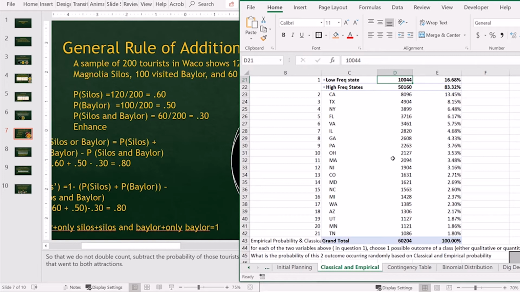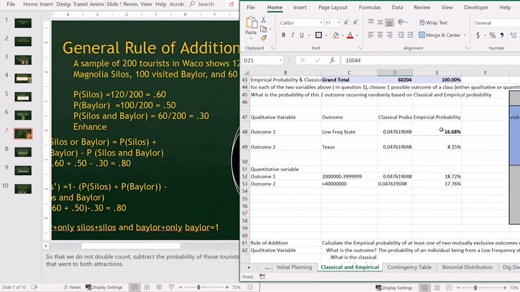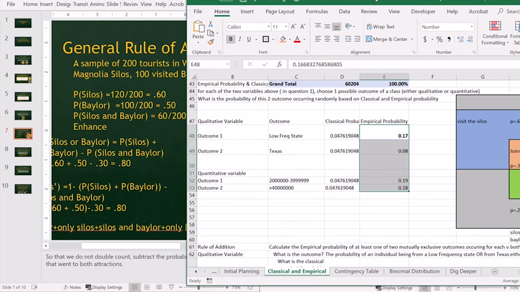16.68. And what's the empirical probability of your fast-growing company being from the state of Texas? 8.15. So you literally just have to copy and paste it. And then what I'd suggest, because these are actually percentages, not probabilities, is we change it to a number. And I like it going to 3 decimal points. Does that sound good?